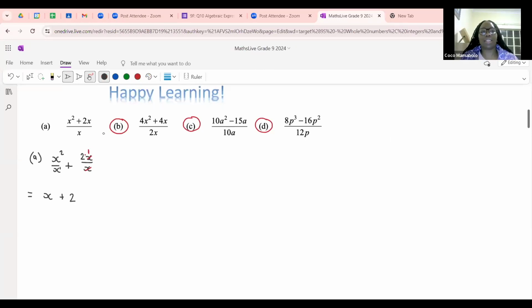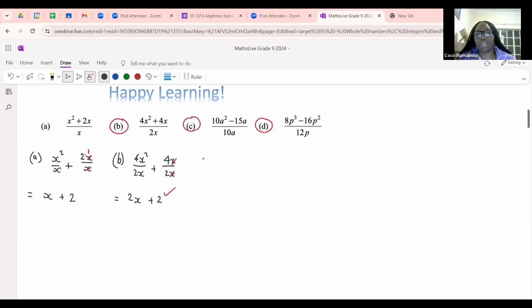All right, let's start with B. If I look at B over here, I can split this into 4x squared over 2x plus 4x over 2x. Now for 4x squared, I know 4 divided by 2 will give me 2, and x squared divided by x will give me x, plus 4 divided by 2 would also give me 2, and x divided by x gives us 1. So my final answer for B is 2x plus 2.